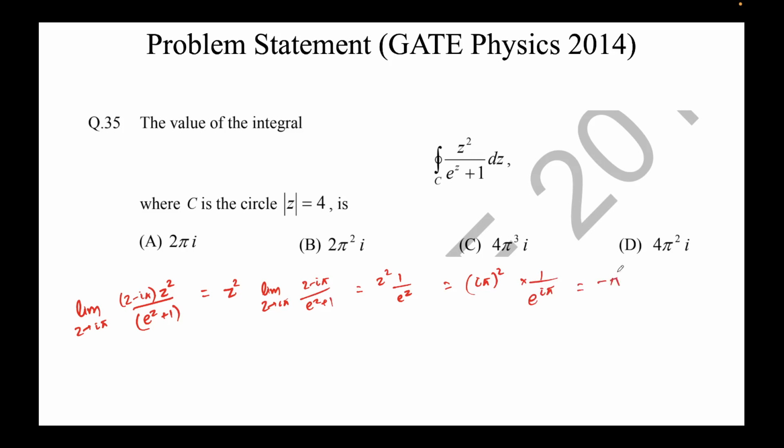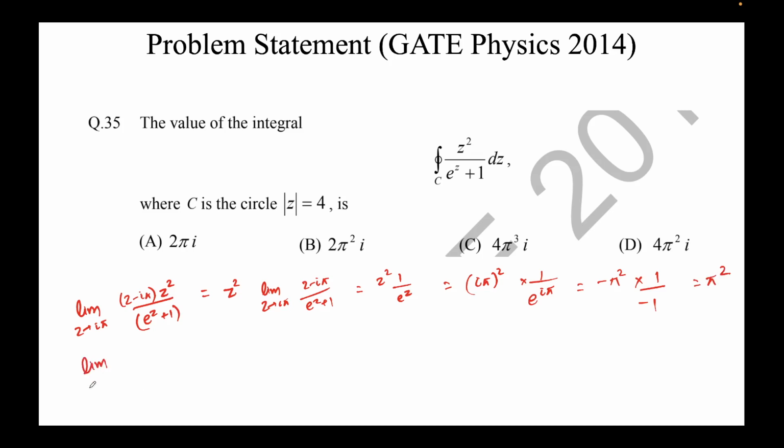This will come out to be minus pi square, and this will come out to be e to the power i pi. We just calculated it over there. I think it was, yeah, minus 1. Cos pi, that's minus 1. So this is coming out to be pi square.